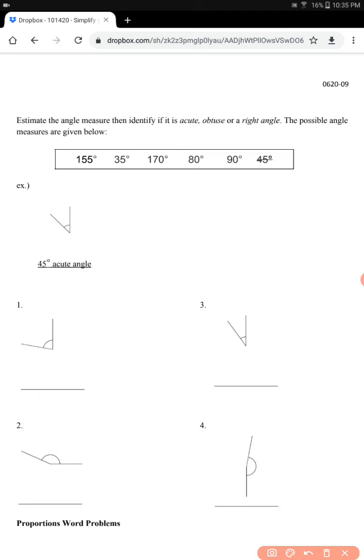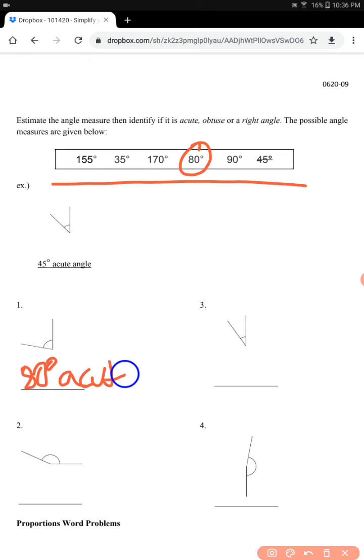Let's try number 1. For number 1, it seems a little less than a right angle, a 90-degree angle. A little bit less, so then it must be 80, because that's the only one out of this list that makes sense. And 80 is less than 90, obviously, so this angle is less than a right angle, so that means it is acute. So it is an 80 degrees acute angle.